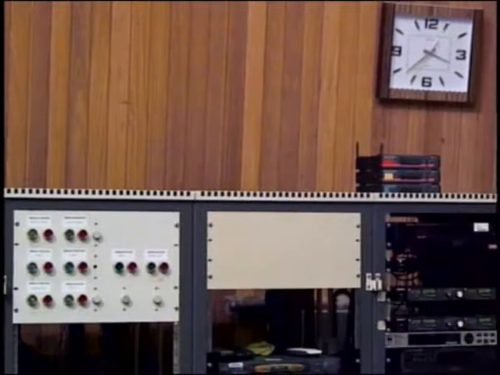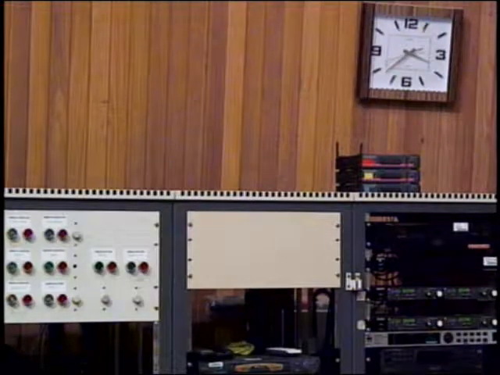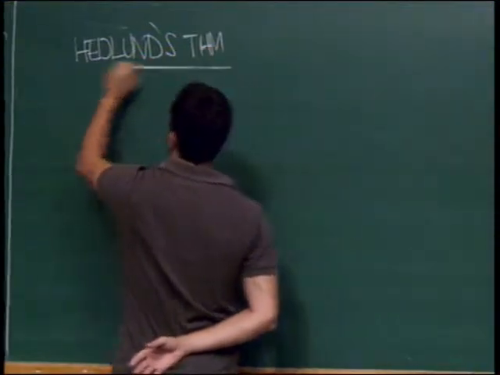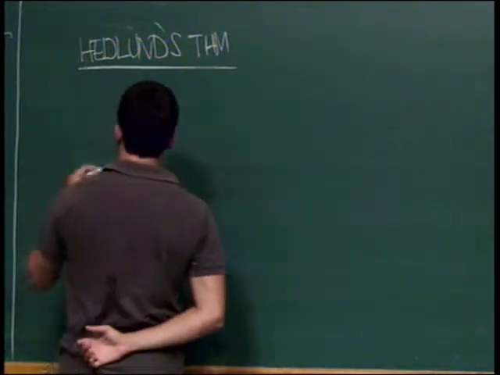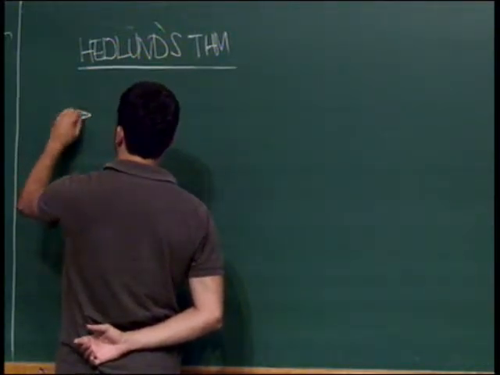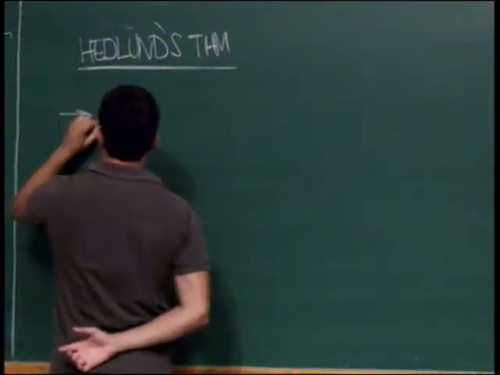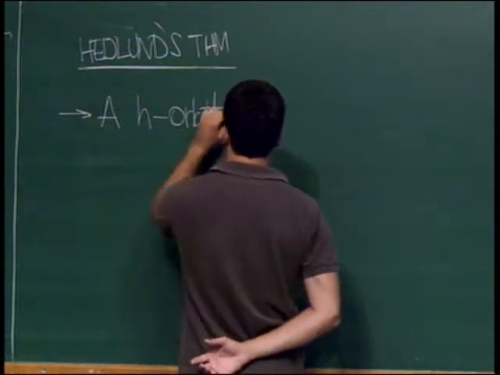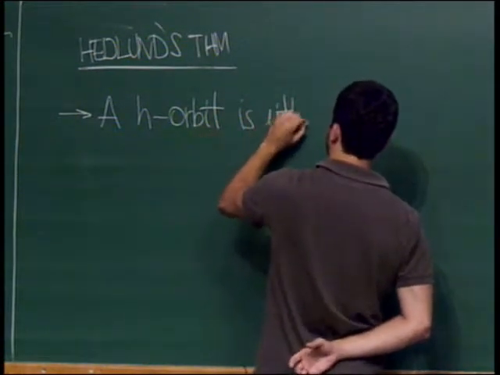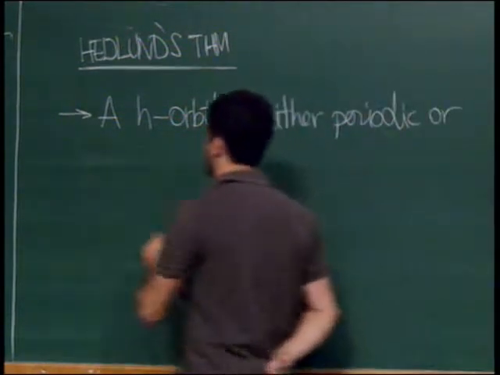But for the purpose of this talk, we are going to discuss Hedlund's Theorem, which is the first main result with respect to horocycle flows. Hedlund's Theorem says three things. First of all, it tells you how the orbits of the horocycle flow can be. I'm going to call the orbit of the horocycle flow an H orbit. An H orbit is either periodic or dense.